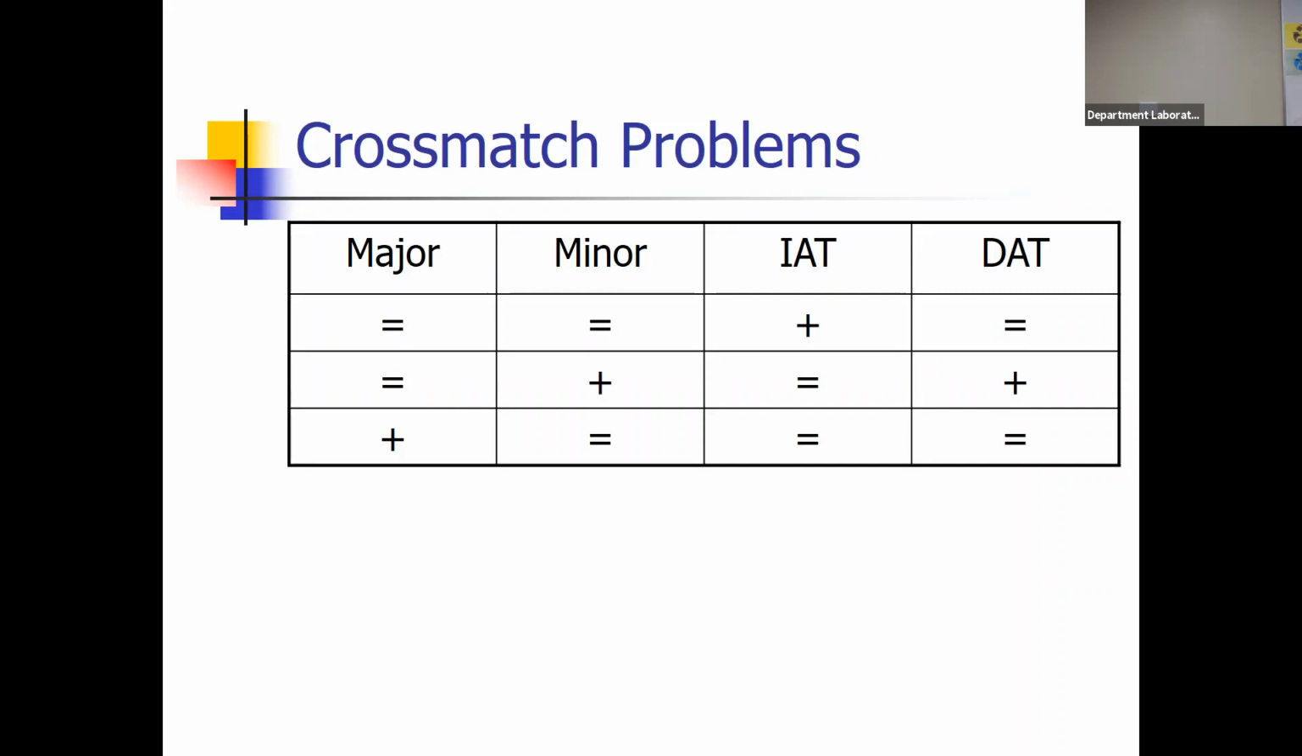Okay. What if you have a negative IAT, your patient has a negative DAT, and your major cross match pops up positive? What if I told you your major cross match was positive at AHG phase of testing?